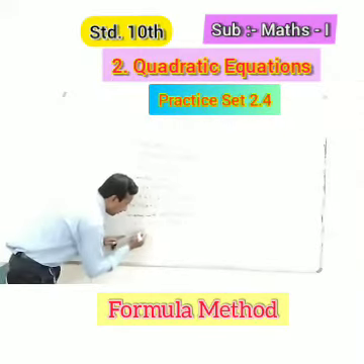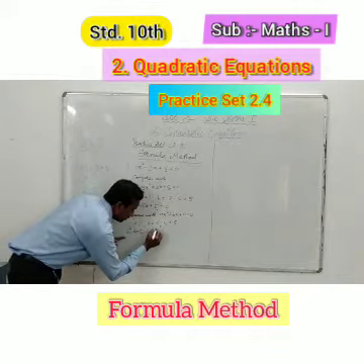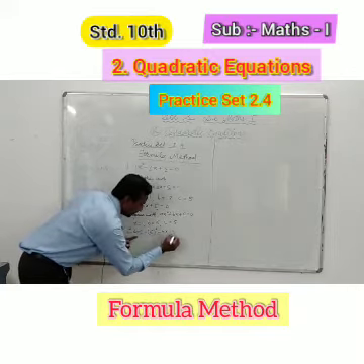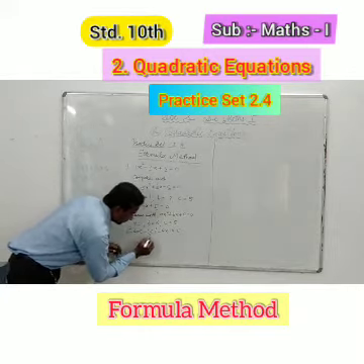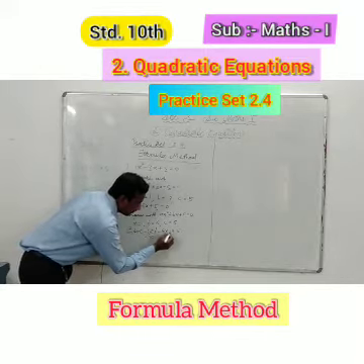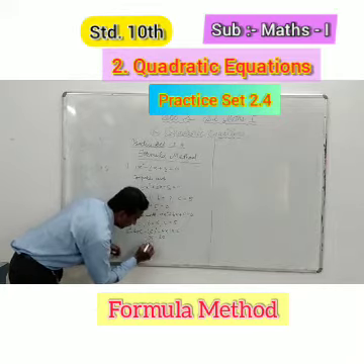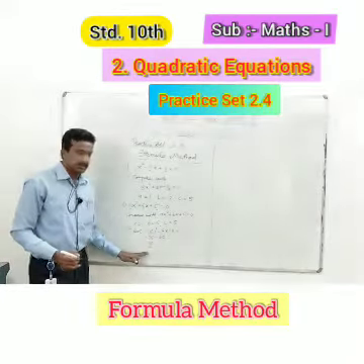Put the values. b square means 6 square, as the value of b is 6, minus 4 into a, value of a is 1, and value of c is 5, into 5. Square of 6 is 36 minus 4 ones are 4 and 4 fives are 20. 36 minus 20 is 16. Now the value of b square minus 4ac is 16.